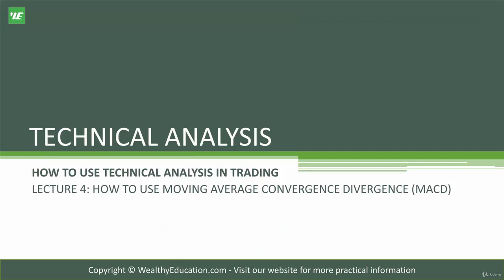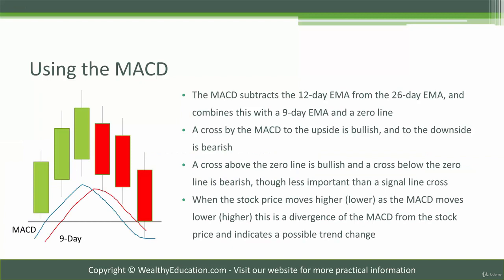Today we're going to be talking about the moving average convergence divergence, or the MACD. The MACD is a type of exponential moving average. It subtracts the 26-day exponential moving average from the 12-day exponential moving average to get one line, which is the MACD line, and then it combines this with a 9-day exponential moving average, as well as a 0 line that the MACD and the 9-day EMA can cross above and below.